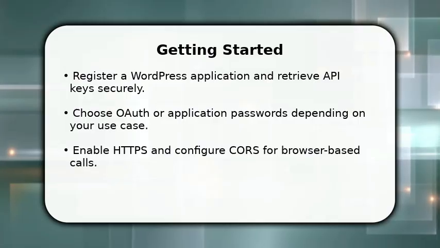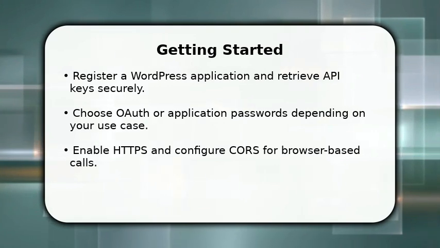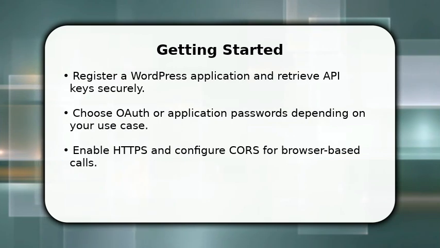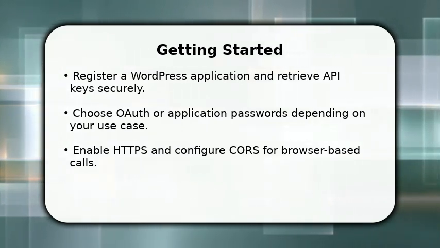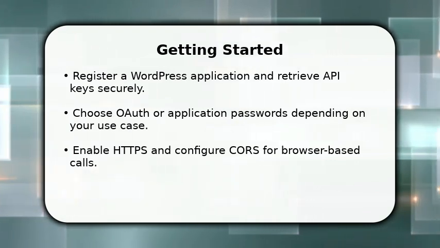Enjoy the video. In this video, I will explain how to use the WordPress API. Start by registering an application and creating API keys, then choose OAuth or application passwords for authentication. Test endpoints with curl or Postman and inspect JSON responses and headers.